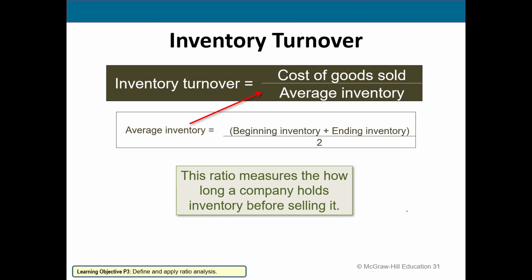Our inventory turnover is the same concept as our accounts receivable turnover, but the formula has changed. We're looking at cost of goods sold divided by our average inventory. So again, we're looking at how many times we go through the process of purchasing the inventory and selling the inventory.